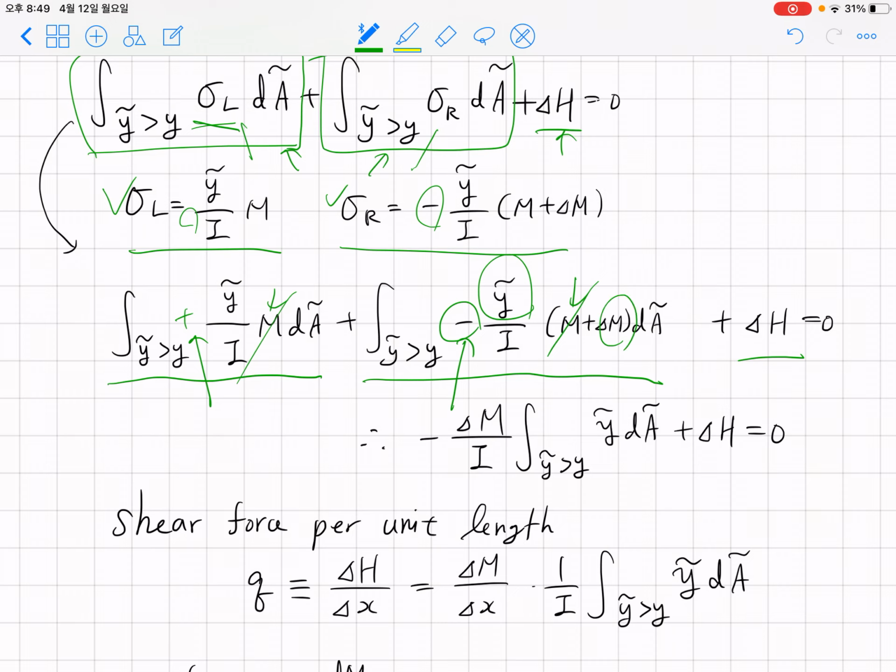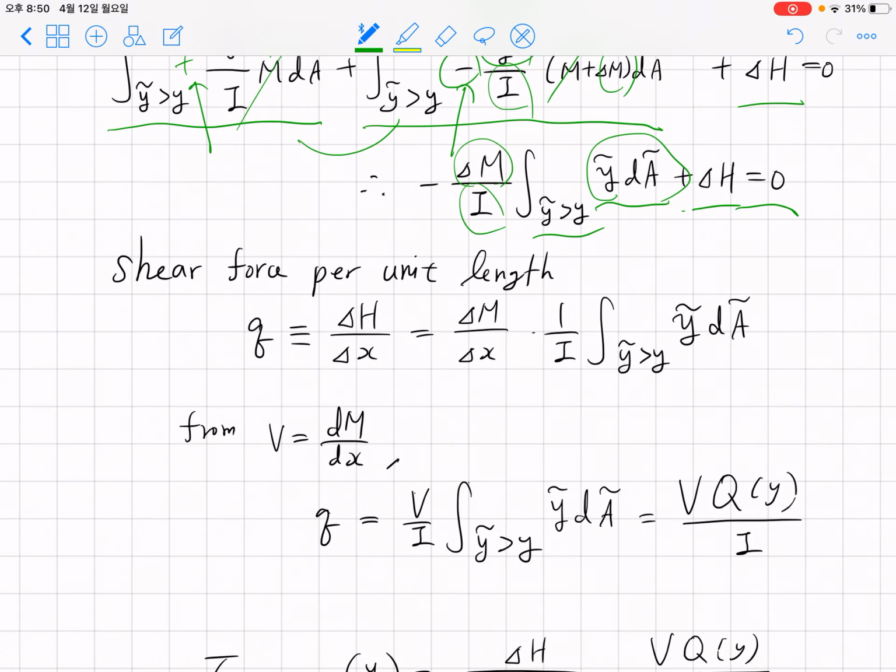And because we are considering quite a small distance delta L and delta X, suppose that delta M is just constant over the entire cross section. So you put delta M out of this integral, and you have I out of the integral, which is constant. You only have y tilde dA, and you have to integrate this y tilde over the region where y tilde is larger than y. After this is a summation of the first and second term, and if you add the final term, it must be 0.